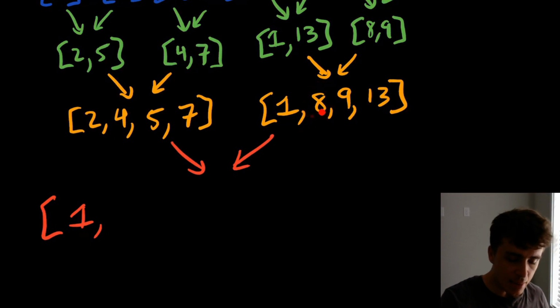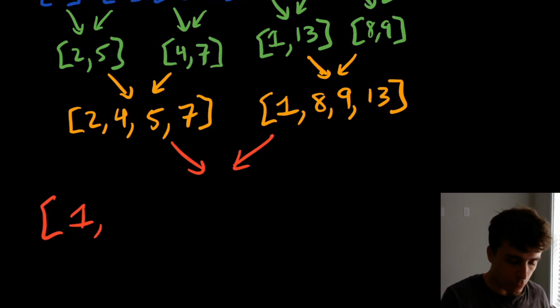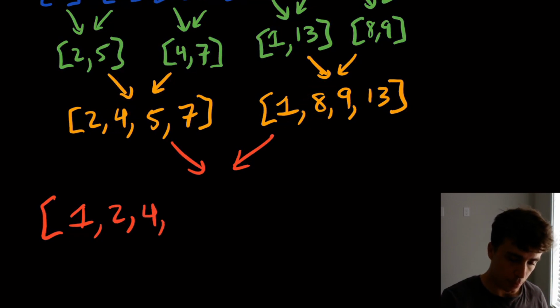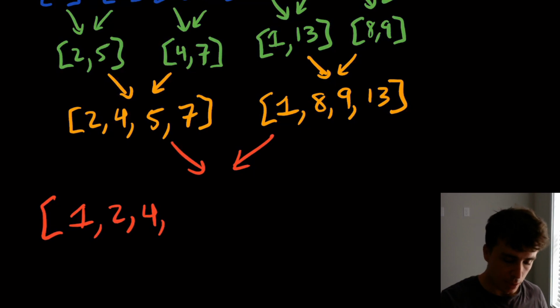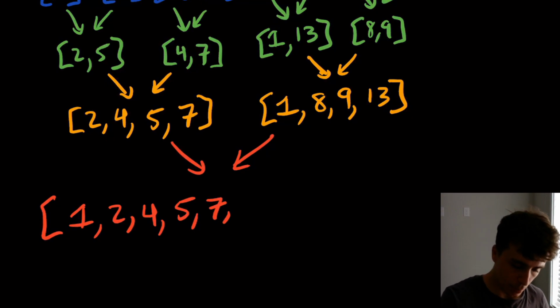Then we look at the 8 because it's the next one, and the 2 because I haven't put it in yet. And so therefore the 2 goes in. Then we look at 4 because it's the next one, and 8 because I have not put it in yet. The 4 goes in, obviously. Then we look at 5 because it's the next one, and 8 because I haven't put it in. Then 5 goes in. And then similarly, 7 goes in because it's less than 8. And a crucial thing to note, the first list is completely exhausted, so therefore we can just put in everything else from the second list because we know that it is sorted. So in goes 8, 9, and 13.